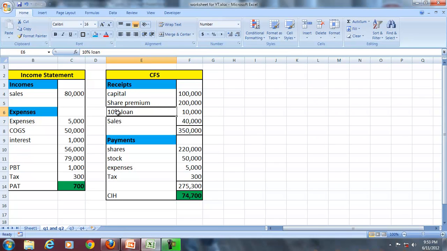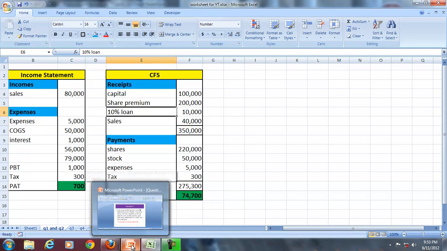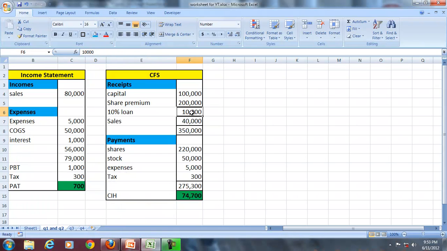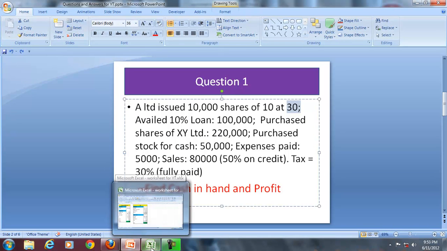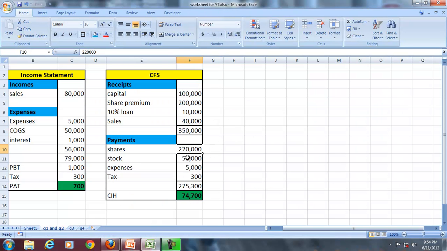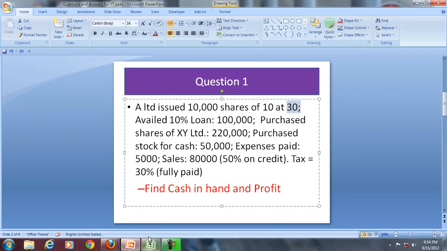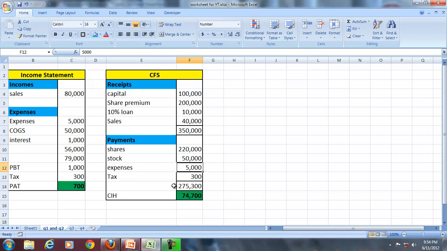And the company raised a loan of 10,000, and the loan raise is a cash inflow, and with that cash they purchase shares of 220,000 and also purchase stock for 50,000, which are payments. During this period there is an expense of 5,000 which was paid, so that is a payment.